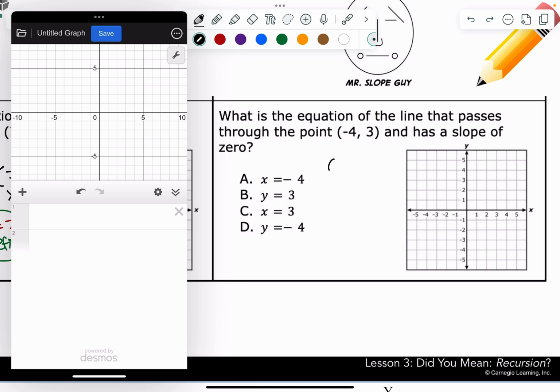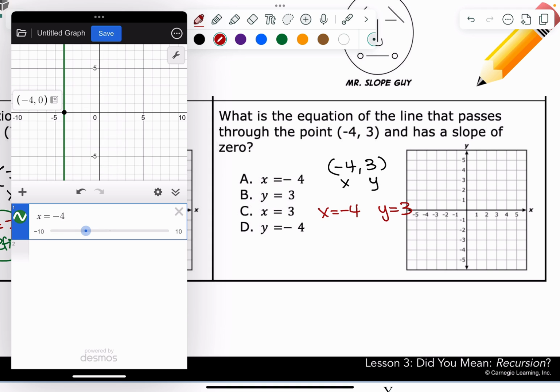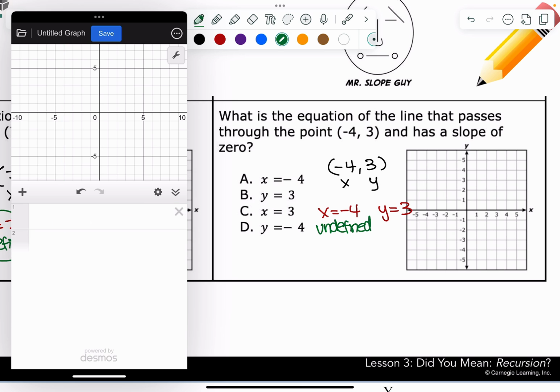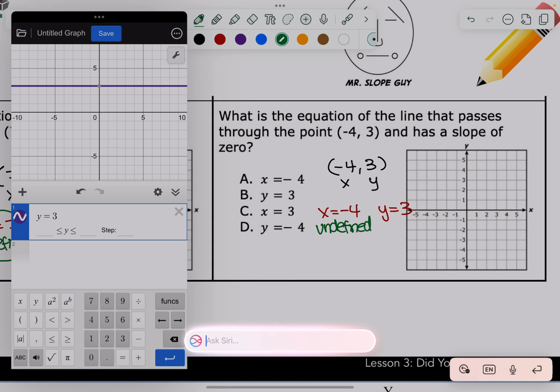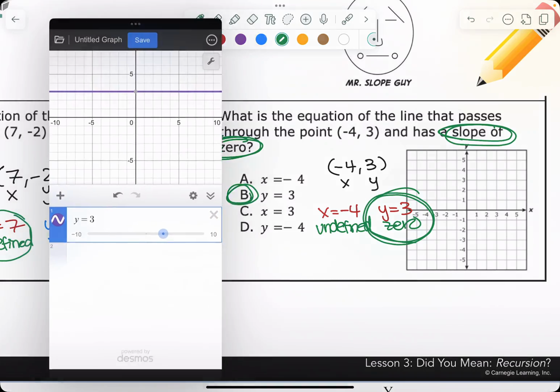So again, we have -4, 3, we have x, y. So I have the option of x equals -4, y equals 3. If I put x equals -4 in my Desmos, it's up and down, meaning an undefined slope. Now, if I put y equals 3, that is left and right, meaning that we're going to have a 0 slope. So if I read the question, which I should have done first, my bad, what is the equation of the line that passes through the point (-4, 3) and has a slope of 0? Our most important part is a slope of 0, meaning my answer would be y equals 3.